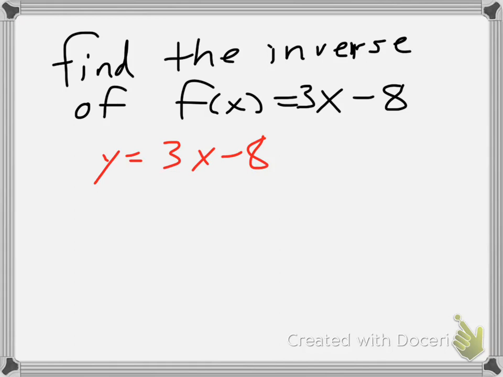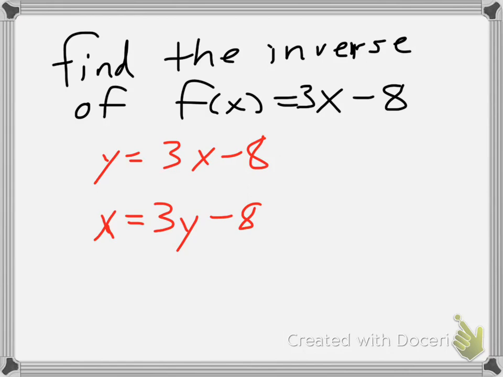Now I'm going to switch x and y. Now this is one that you could do at a different time. I prefer to do early on, but I'm going to switch, quite literally just switch the positions of x and y. So instead of y equals 3x minus 8, it's now x equals 3y minus 8.